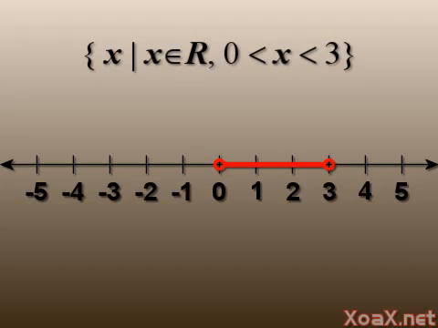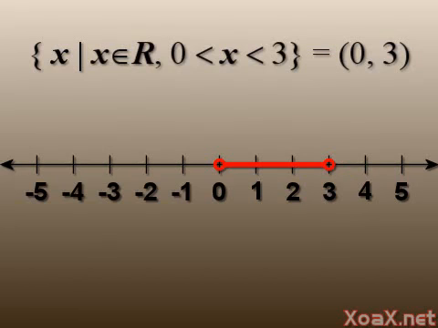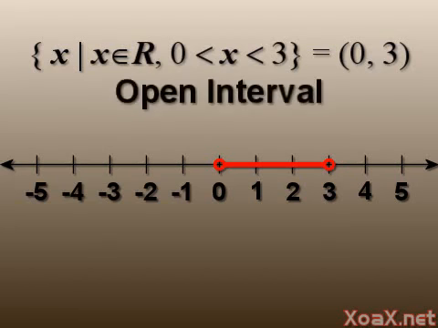Alternatively, we can eliminate the endpoints from the interval. In this case, we use the parentheses in the interval notation to indicate that the endpoints are excluded. In the graph, we use empty circles to indicate that the endpoints are excluded. When we exclude both of the endpoints like this, the interval is called an open interval.